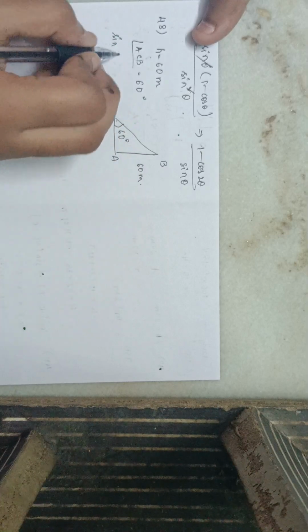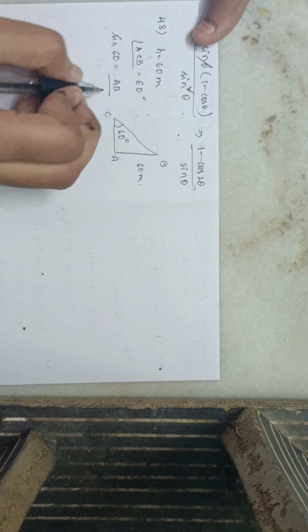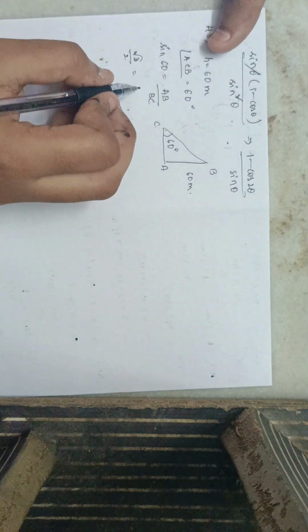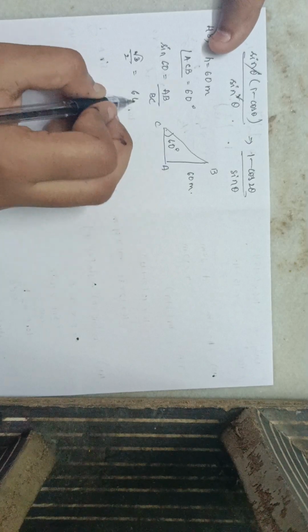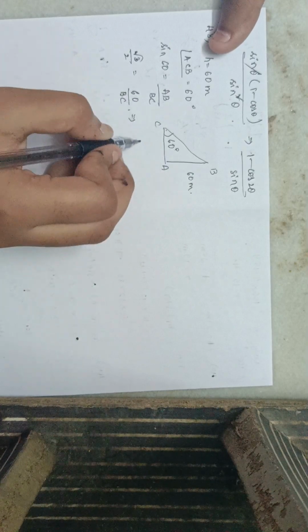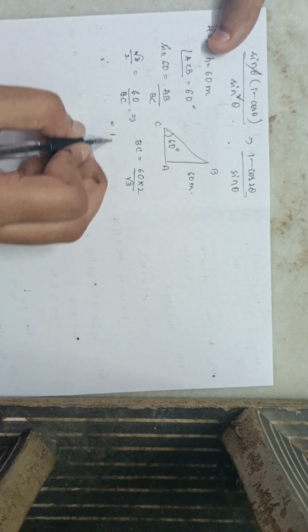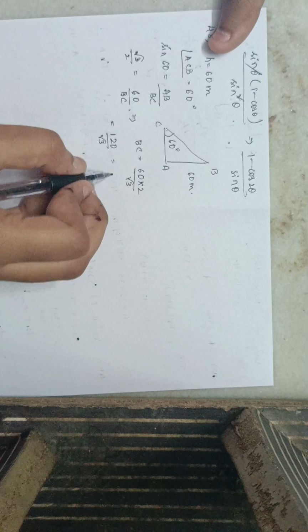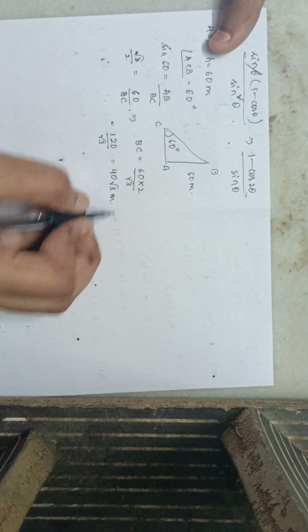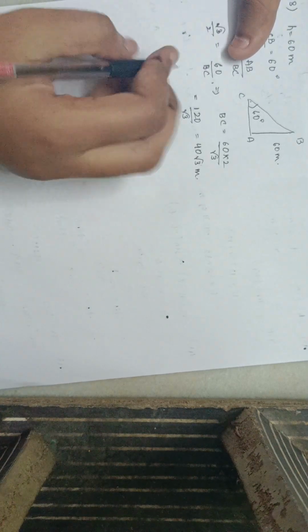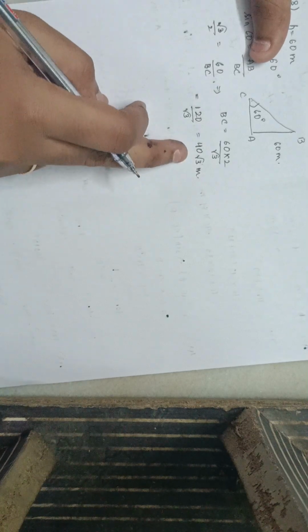So from the triangle, sine 60 equals to AB by BC. You know the value of sine 60 is root 3 by 2 equals to AB by BC. AB value is 60 meters. BC equals to 60 into 2 by root 3. So that equals to 120 by root 3. That equals to 40 root 3 meters. So the value of BC is 40 root 3. This is the length of the string.